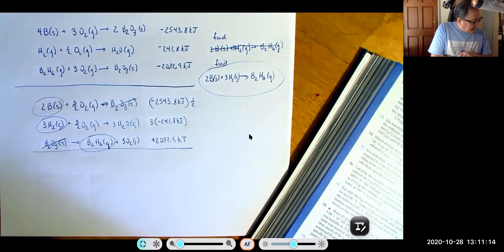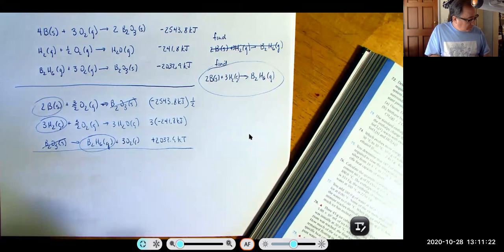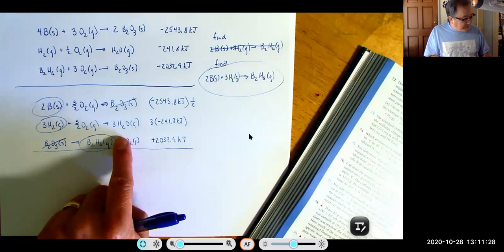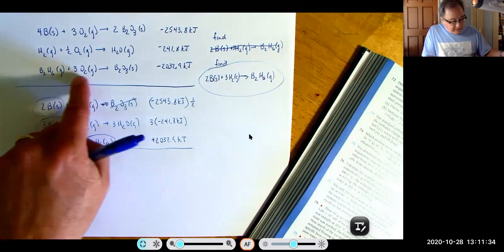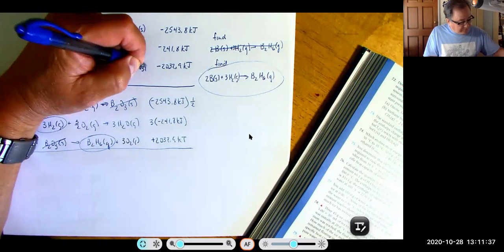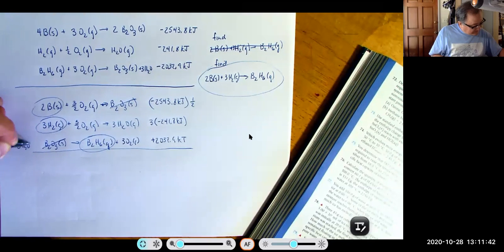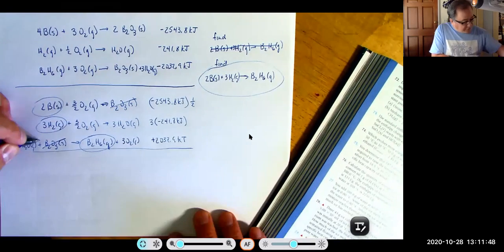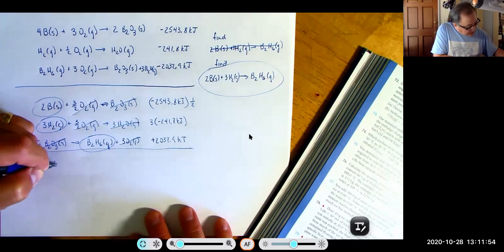H2O doesn't go away, does it? Oh, I made a mistake, people. My apologies. This one here is supposed to be plus 3 H2O. So that'll fix everything. So the H2Os do go away. The O2s go away. And we do get what we want.